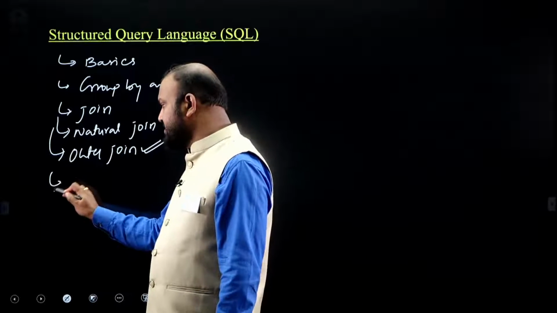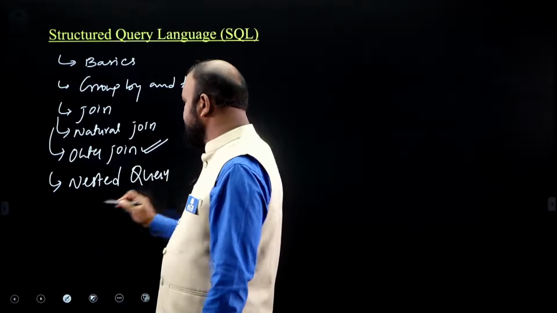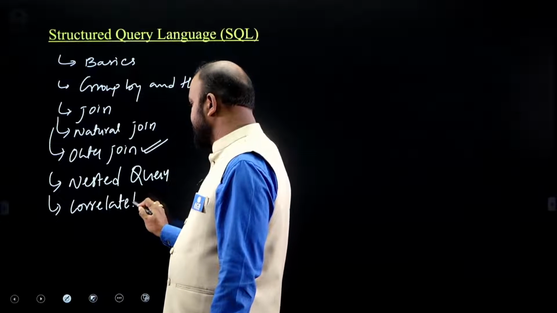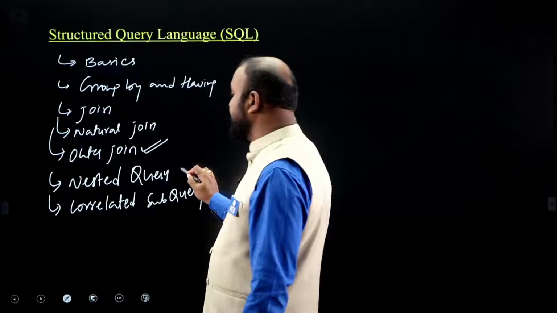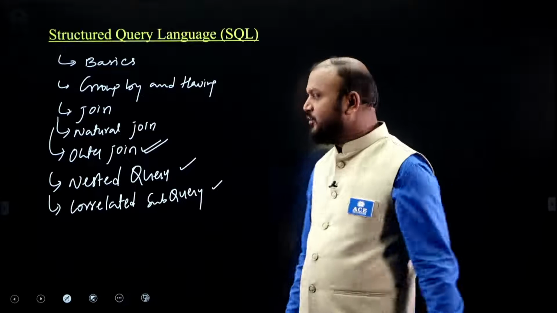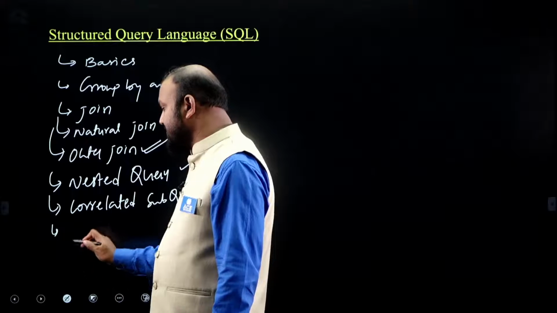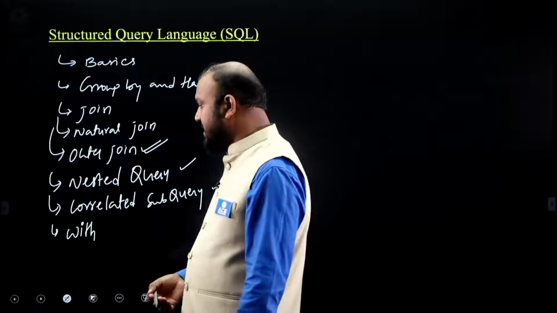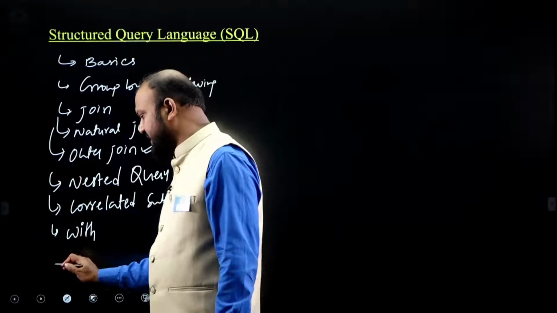And more importantly, questions on nested queries and questions on correlated subqueries, nested and correlated subqueries. And you find the difference between when a given query is nested and when it is correlated. Accordingly, you have to perform the evaluation so that you are able to answer the questions. And some concepts based on the with clause, newly asked in 2018. After 2018, no question asked, only once it is asked on the with clause, but you may expect a question.